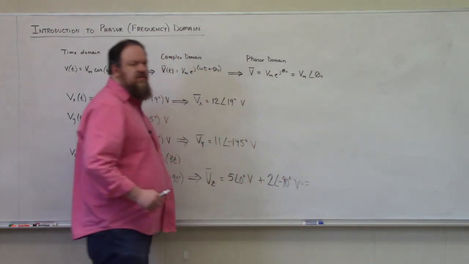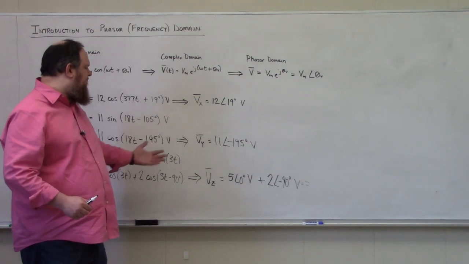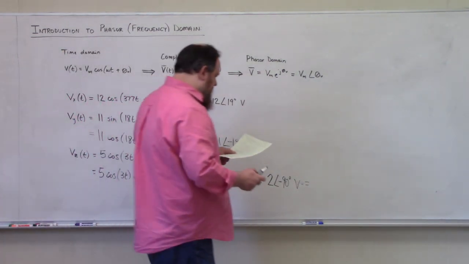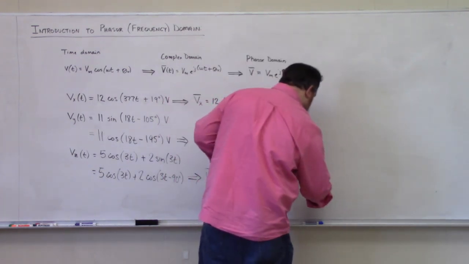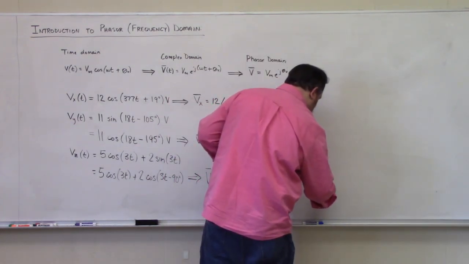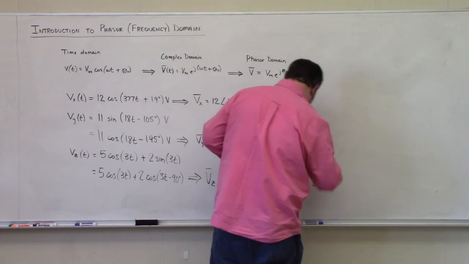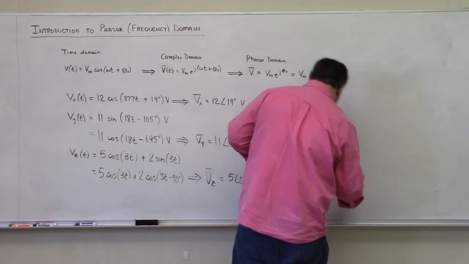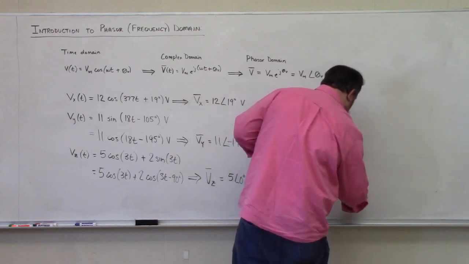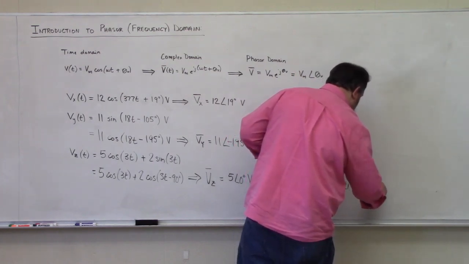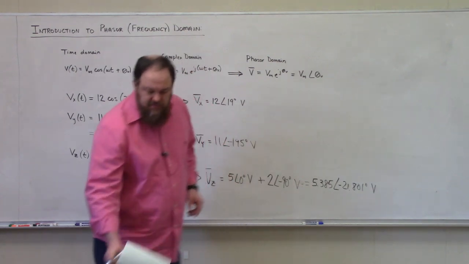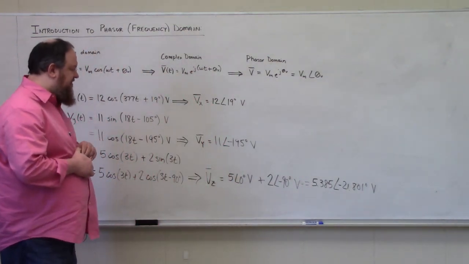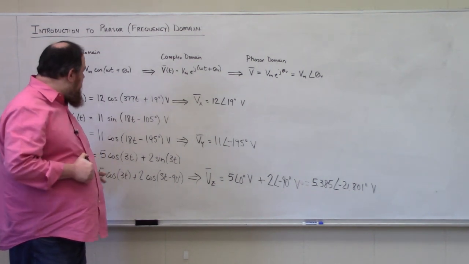And then we could use our calculator to perform the indicated complex math, and we would get a result that is 5.385 angle negative 21.801 degrees volts.